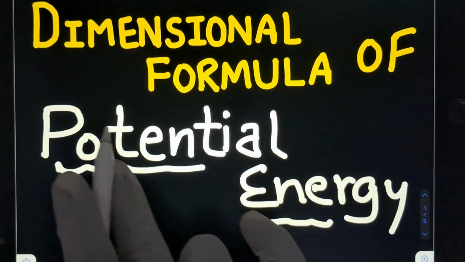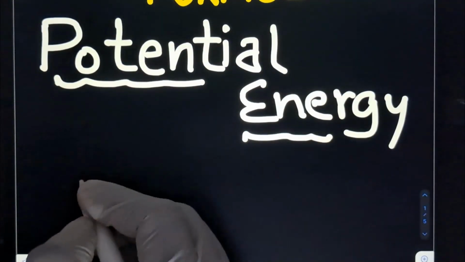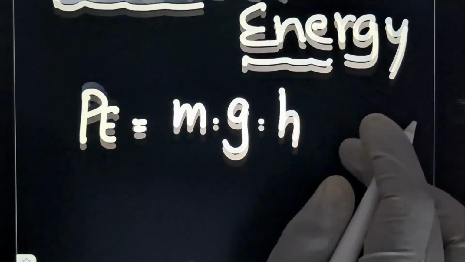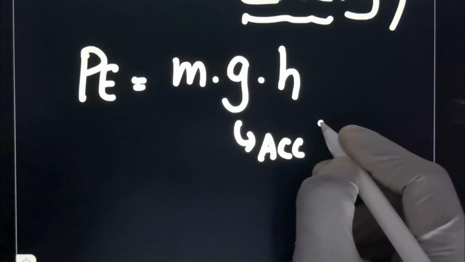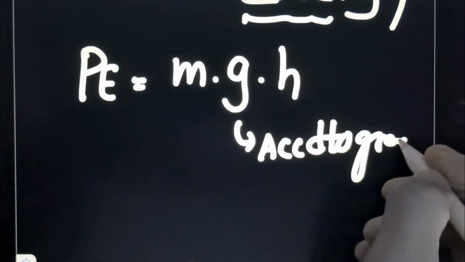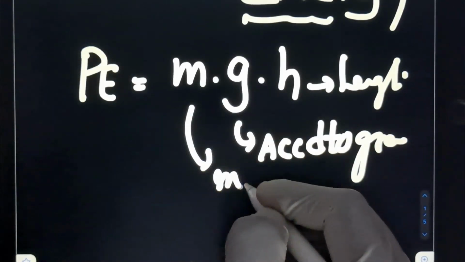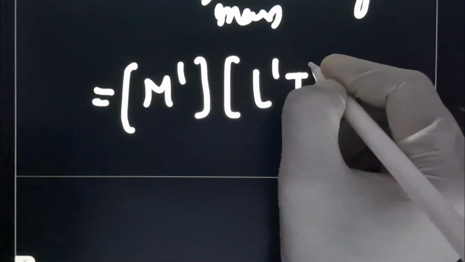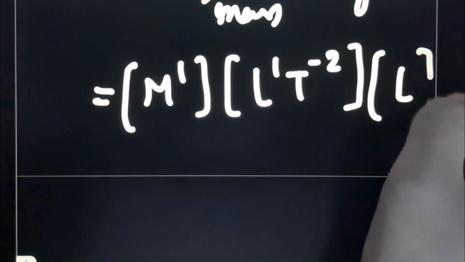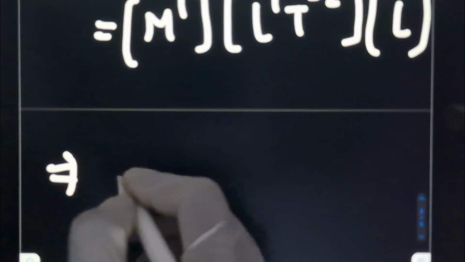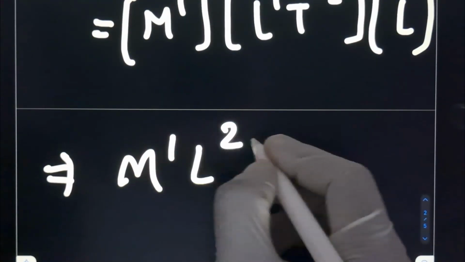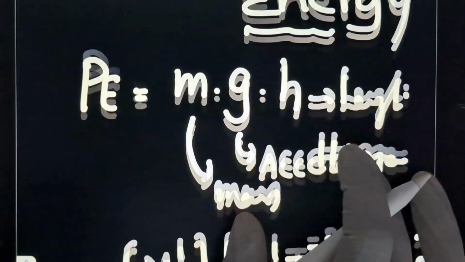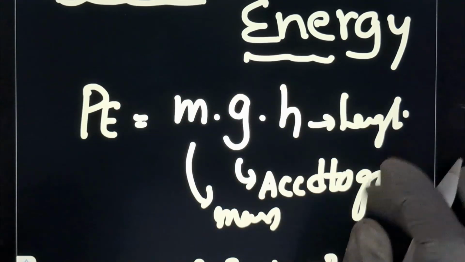To find the dimensional formula of potential energy, the potential energy formula is mgh. Here m represents mass, g represents acceleration due to gravity and h represents the height. So we get mass M power 1 and acceleration due to gravity L power 1 T power minus 2 and height L power 1. So overall we get M power 1 L power 2 T power minus 2. So the potential energy dimensional formula is M power 1 L power 2 T power minus 2.